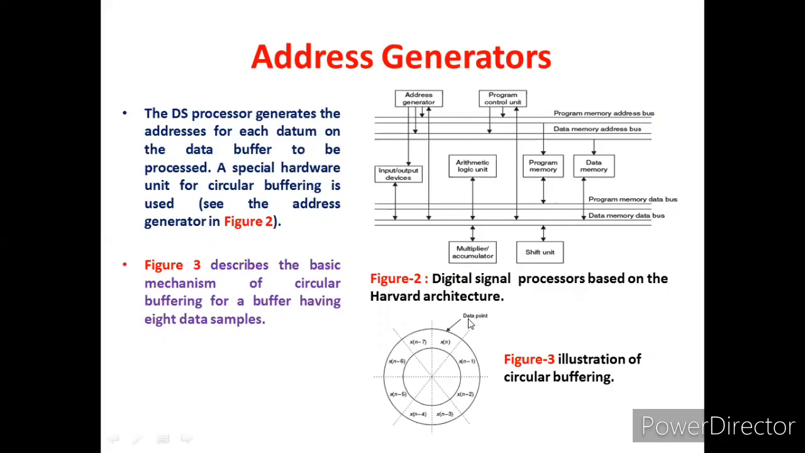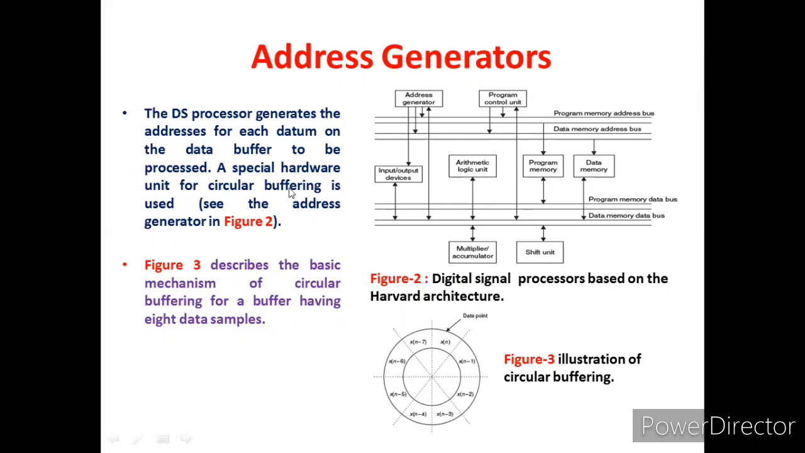Now let us see the concept of address generator. This is another important concept in hardware design, where a hardware block is required to point to a particular address to perform certain operations. Now, we are already seeing the DS processor hardware unit. This DS processor generates the address for each data on the data buffer to be processed. So whatever the data being processed on the data buffer, an address bus is generated.